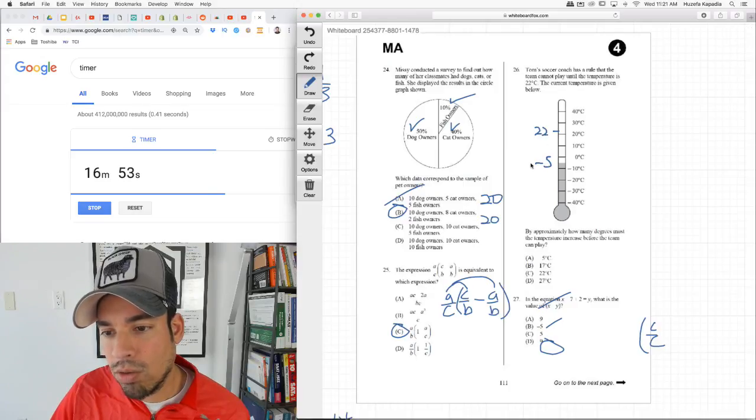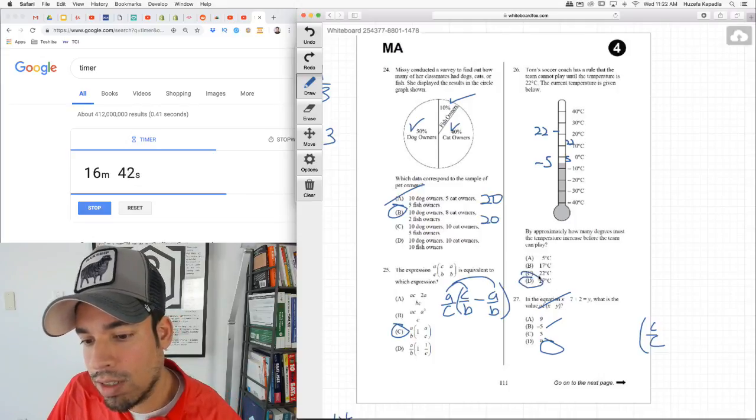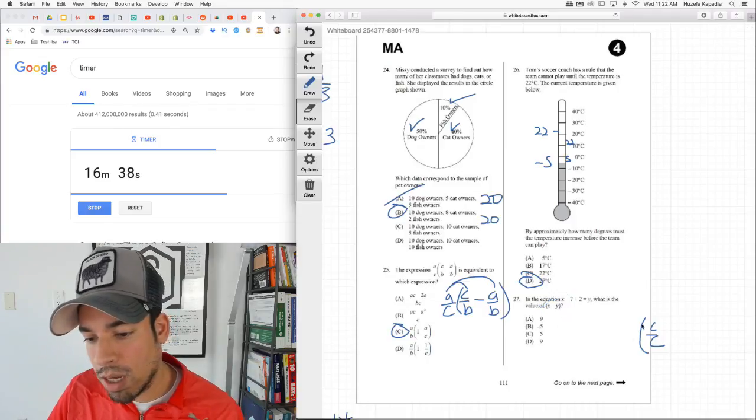So first, to get up to 0, we have to travel 5 degrees. And then from 0 to 22, we obviously have to travel 22. So it needs to travel a total of 27 degrees. This is a little bit of negative stuff going on. Negative integers, positive integers.